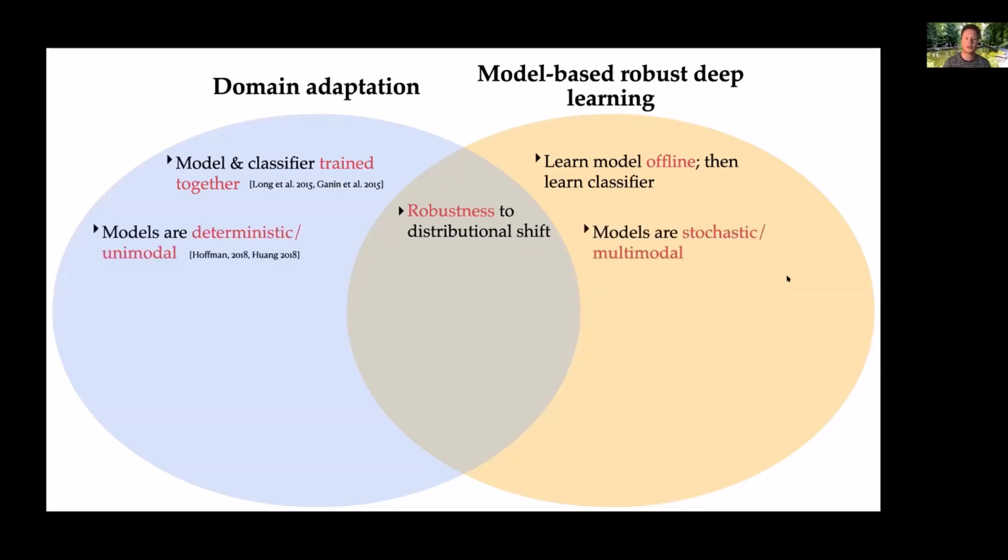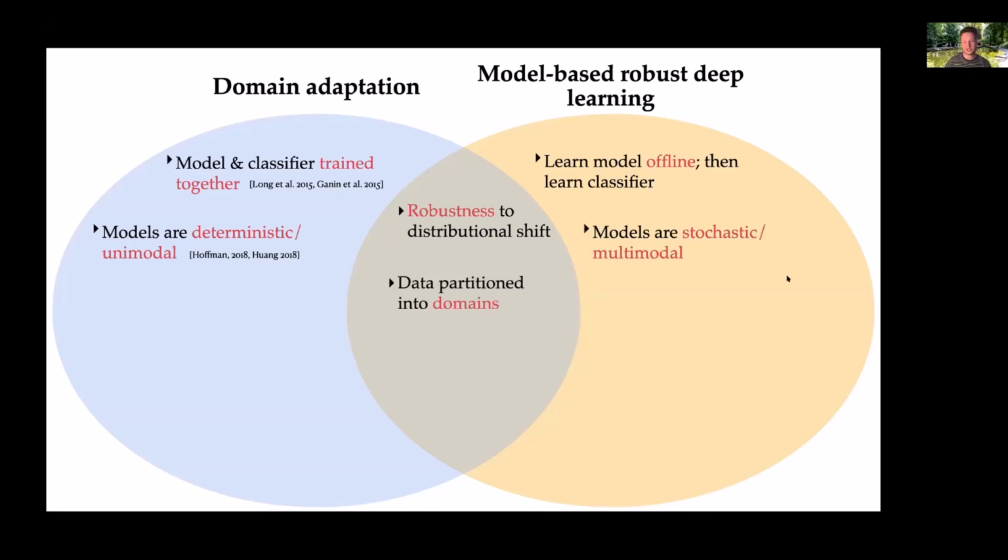And to go along with this, the models that you often see in domain adaptation, such as something like a cycle GAN, which has been used quite a lot, are deterministic or unimodal. So it just maps one image from the input to one image on the output. Whereas in our work, we're trying to learn these models that are multimodal. So one image in the input space corresponds to many images in the output space.